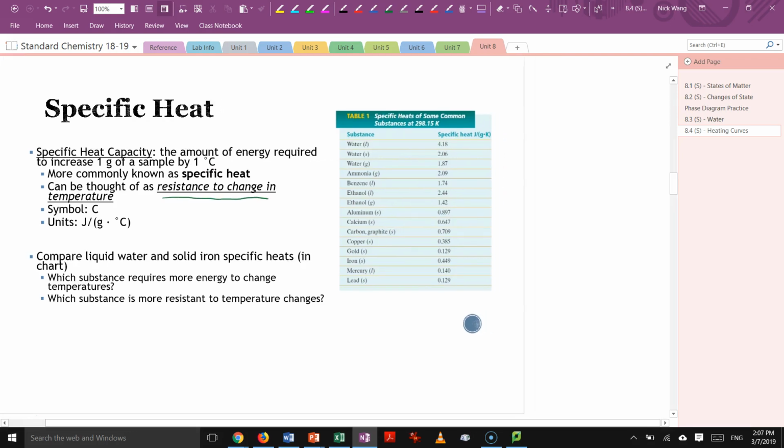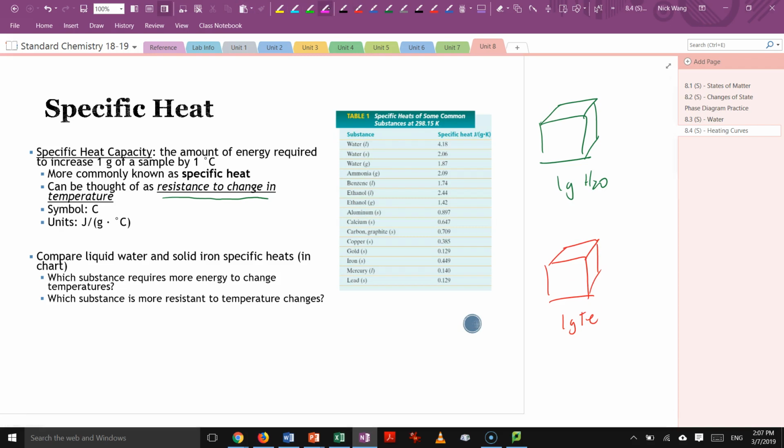So when you have two different substances, let's say we have water, represented by this random block, and let's say we have 1 gram of this water. And then let's say we have another substance, iron, and this is going to be 1 gram of iron. Both of these have a mass of 1 gram. We're going to input some energy, so energy goes in, energy goes in, energy goes in.